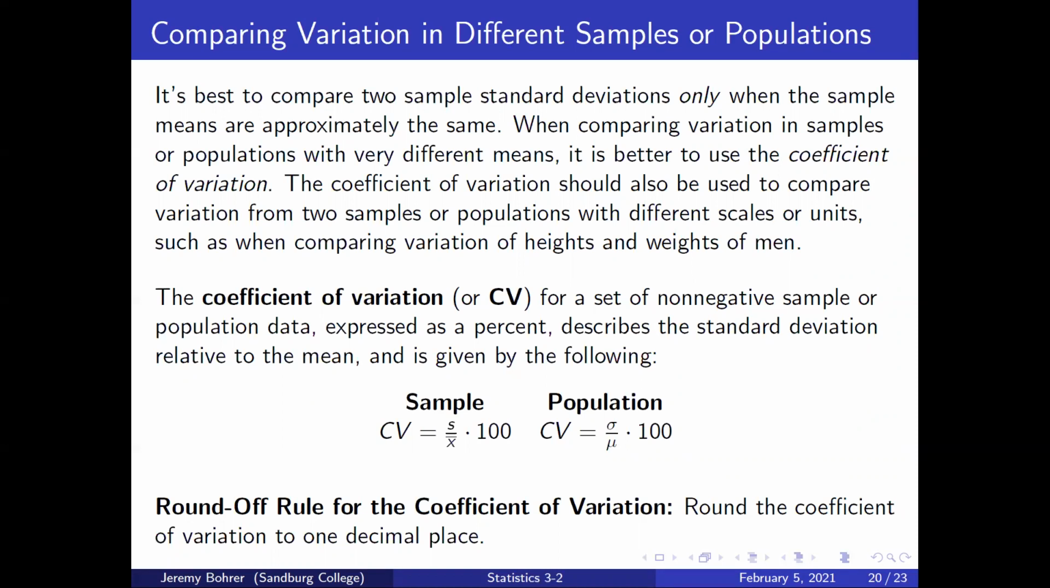Coefficient of variation, or CV, for a set of non-negative sample or population data expressed as a percent describes the standard deviation relative to the mean and is given by the following. For a sample, CV equals s divided by x bar times 100. For a population, CV equals sigma divided by mu times 100. The round-off rule for the coefficient of variation: round the coefficient of variation to one decimal place.